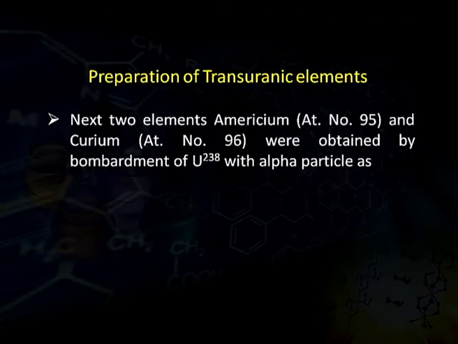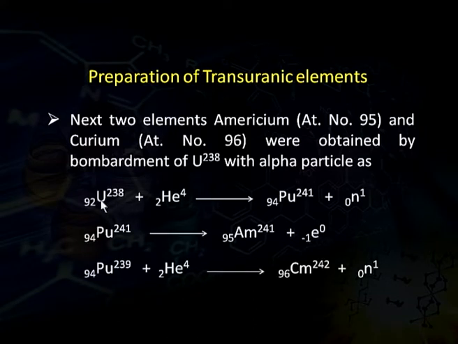The next two elements, namely americium with atomic number 95 and curium with atomic number 96, were obtained by bombardment of uranium 238 with an alpha particle. This is uranium 238 interacting with the alpha particle, which is converted into plutonium 241 and emits a neutron. Further, this plutonium 241 is converted into americium 241 by emitting a beta particle.